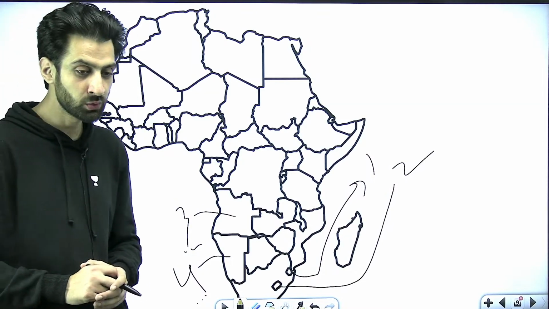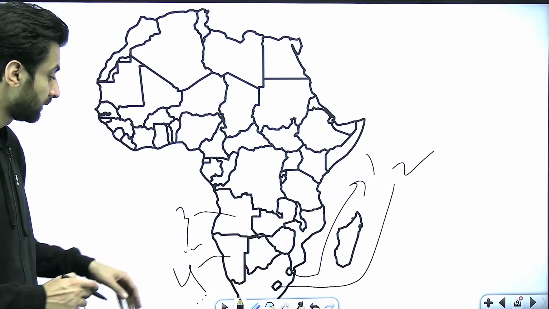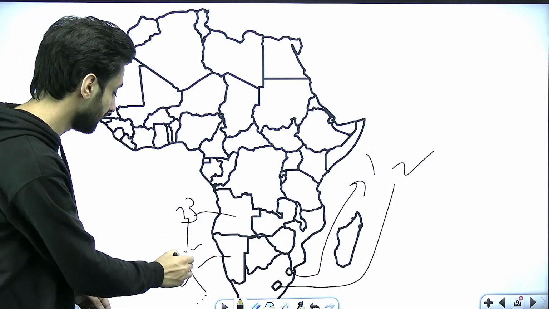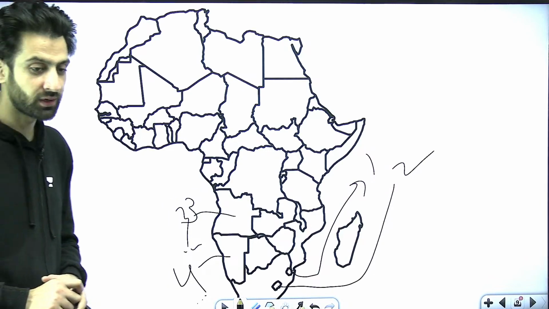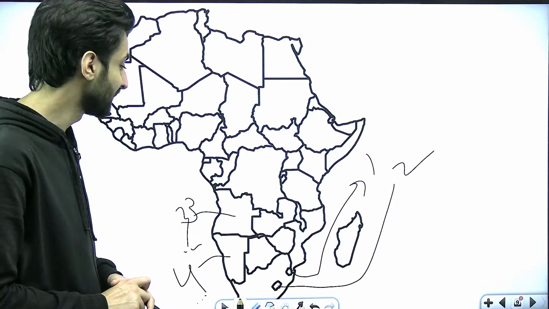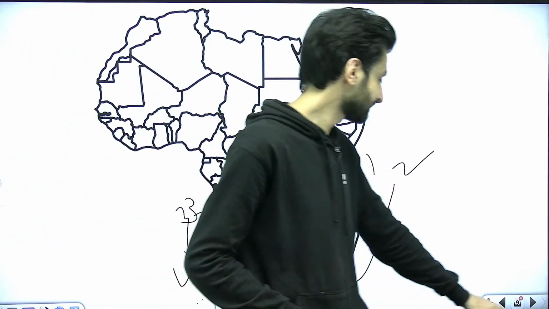If you have any issues with the visibility or it's not clear, then this is 3, and on the southern side it's 4. Zainab, 4. That is right. Good job. So that means you're in the game.